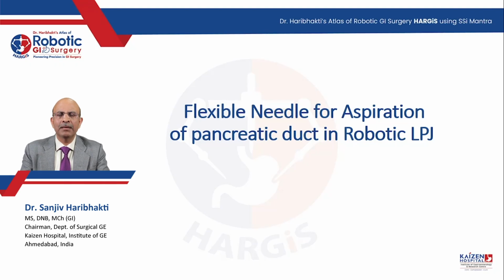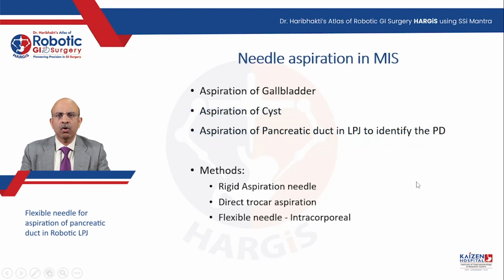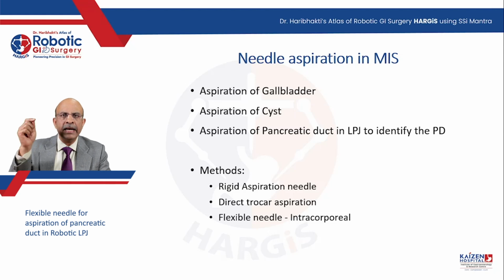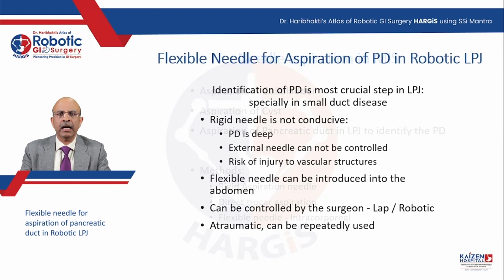Hello, I'm describing a brief presentation on a flexible needle for aspiration of the pancreatic duct in a robotic LPJ. Needle aspiration in MIS is frequently needed for aspiration of the gallbladder or cysts, or even aspiration of the pancreatic duct in LPJ to identify the duct. The methods we normally use are either the rigid aspiration needle, or direct trocar insertion, a 5 mm trocar into the gallbladder or the cyst. And sometimes what we have developed is a flexible needle which we can put inside the abdomen intracorporeally and use for aspiration and confirmation.